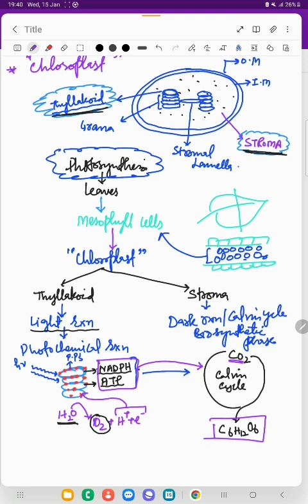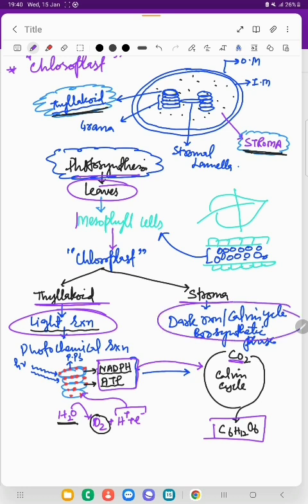Now remember that photosynthesis takes place in the leaves, and in the leaves there are different types of cells. The cell that is involved in photosynthesis is the mesophyll cell. This mesophyll cell has a special cell organelle that is called chloroplast. This chloroplast has two important structures, thylakoid and stroma. On thylakoid, light reaction takes place, and in the stroma, dark reaction or Calvin cycle takes place.